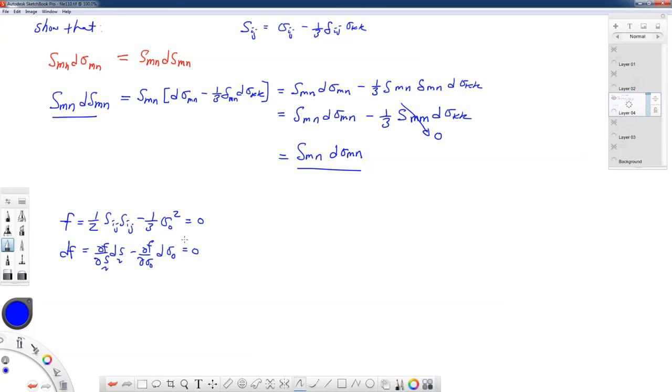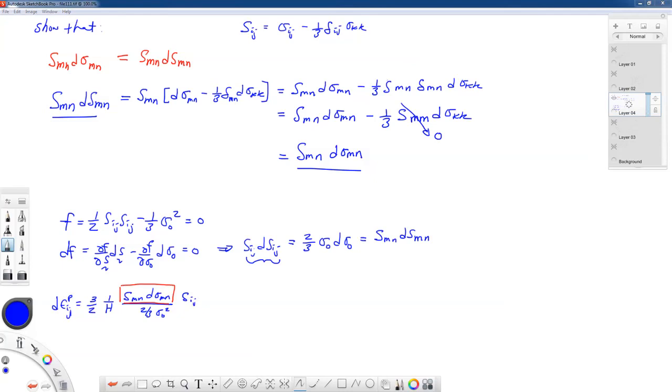But if we have our specific J2 criterion, then we would have Sij dSij equal to 2/3 sigma naught d sigma naught. And by our index notation, because these are dummy indices, this is the same as the expression Smn dSmn. So our expression on the previous page, 3/2 1/h Smn d sigma mn over 2/3 sigma naught squared Sij, we can rewrite as 3/2 1/h.